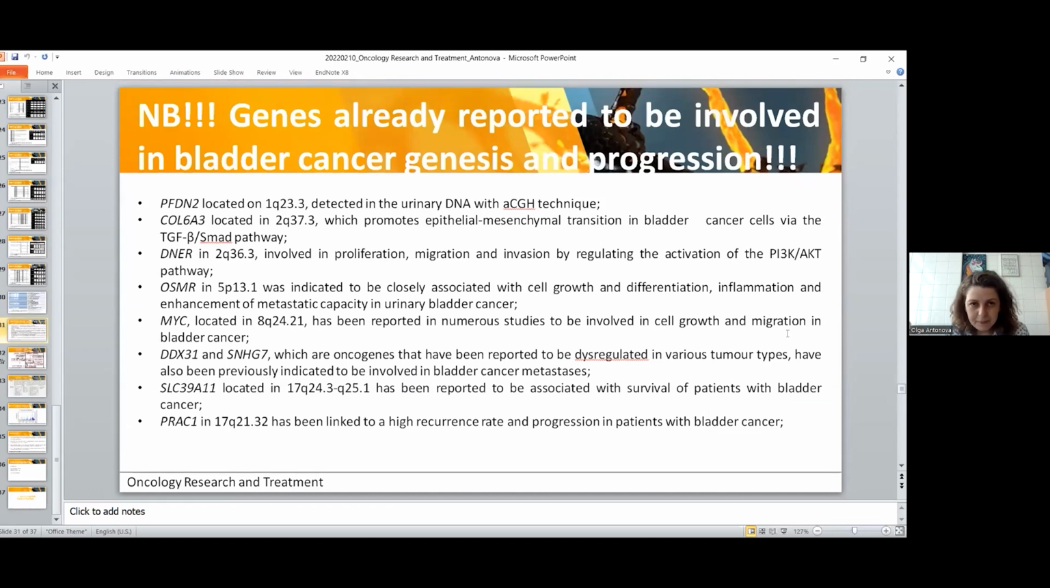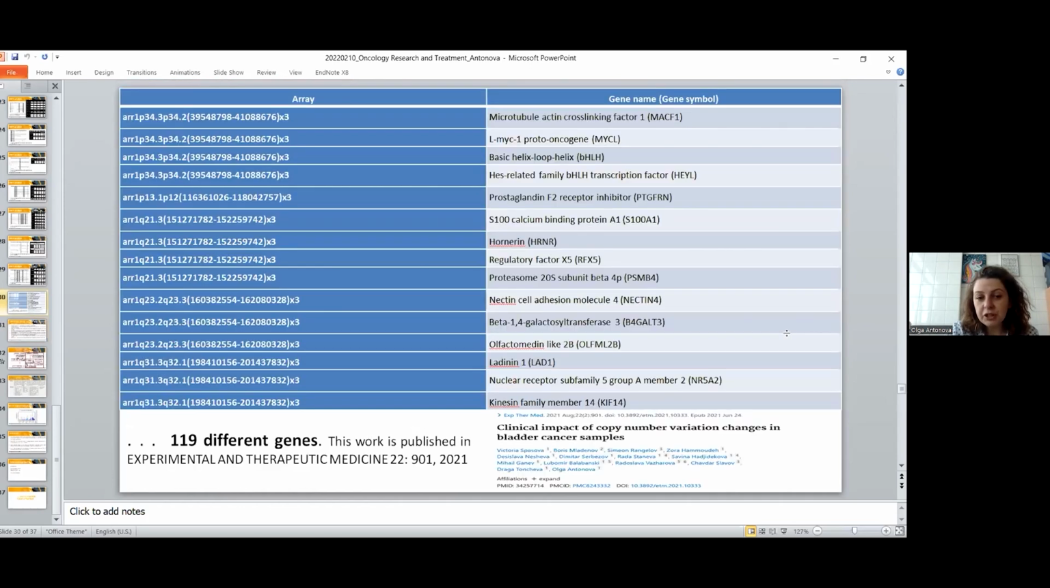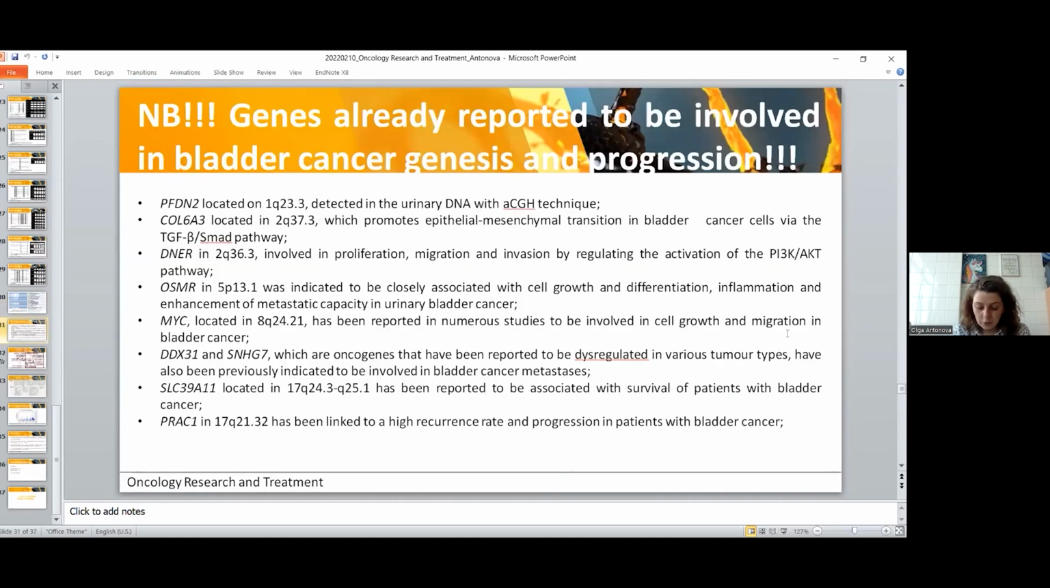So actually, from all these 119 different genes, we found that certain genes in these regions were already discussed and already reported to be involved in bladder cancer genesis and progression. So you can see the list of these genes.